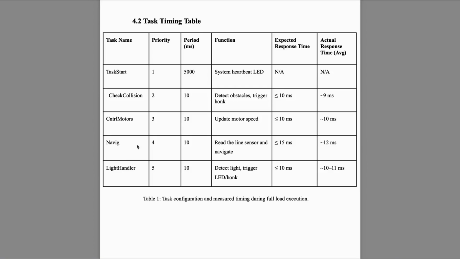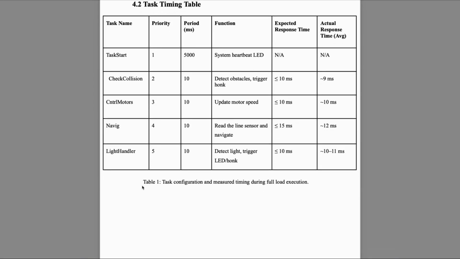The navigate task had the fourth priority with the 10 millisecond period, and its task was to read the line sensor and navigate. Its actual response time was about 12 milliseconds, which is similar to the expected response time. Finally, the least priority is the light handler, which had a period of 10 milliseconds, that detected light and triggered the LED or honk. It also had an actual response time of about 10 to 11 milliseconds.